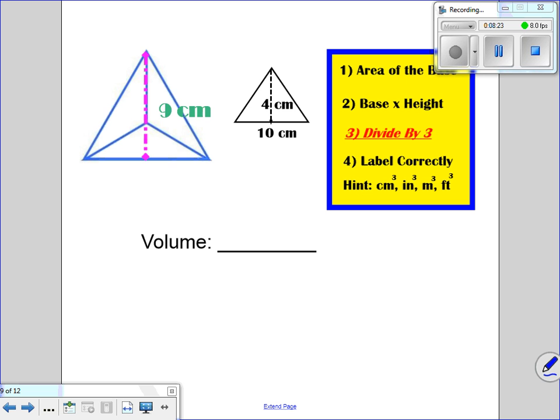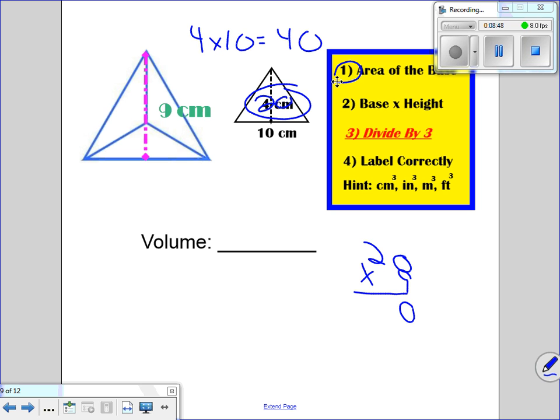So first off, to find the area of the base, we're going to go 4 times 10, which gives me 40. But please keep in mind, it is a triangle. So the area of the base isn't 40. The area of the base is actually 20 because it's a triangle. Okay. Now let's keep going here. So we have 20 here. And what is my height? 20 times 9 is my height. It's 180. It's 180 if this was a triangular prism. It is not. It is a triangular pyramid. So we have to go 180 and we have to divide it by 3.